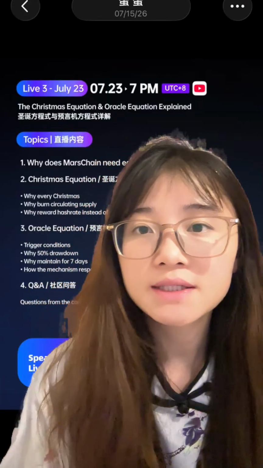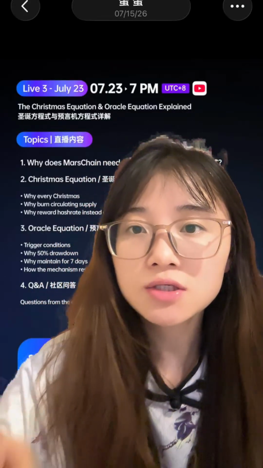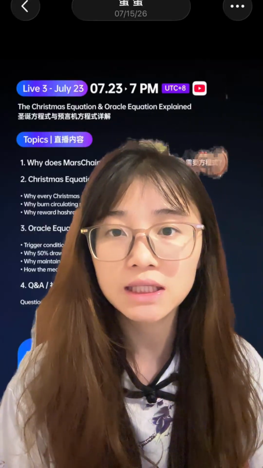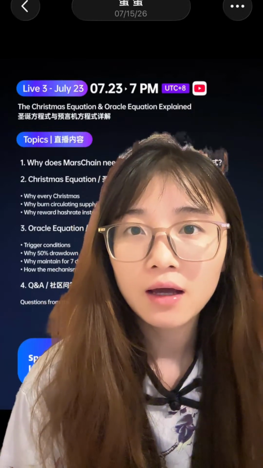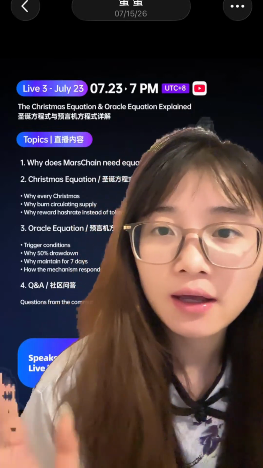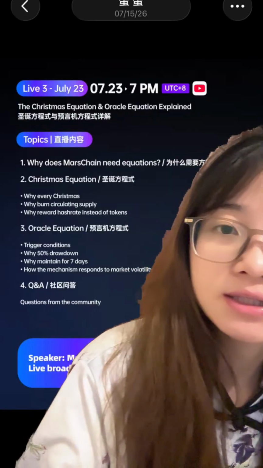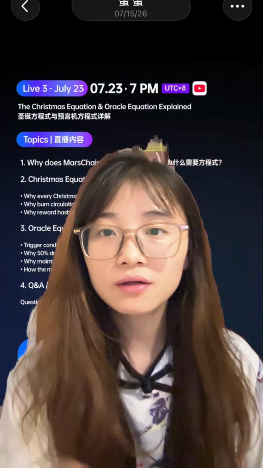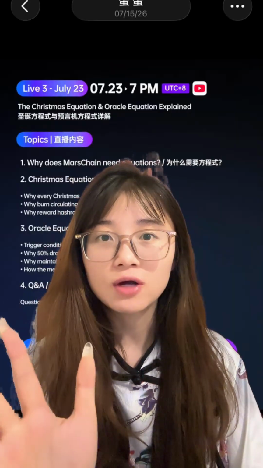And today's topic is mainly about, as you can see on the page, the Christmas equation and Oracle equation explained in detail. About the first question: why does the March-chain need equations?